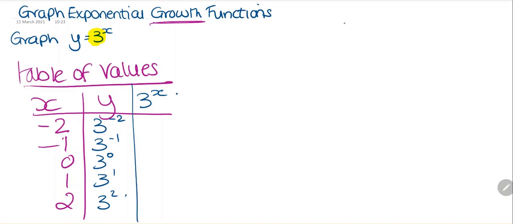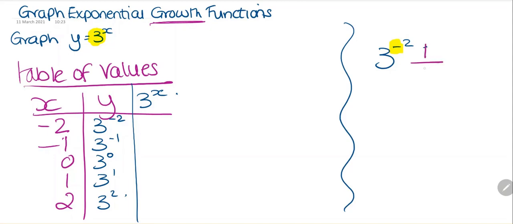So just over here, 3 to the -2. So first of all, this minus tells us that it's going to be the reciprocal. So it's 1 over 3. And then this here is the exponent or the power. So it's going to tell us it's squared. So this is going to be 1/9, 1 over 9.